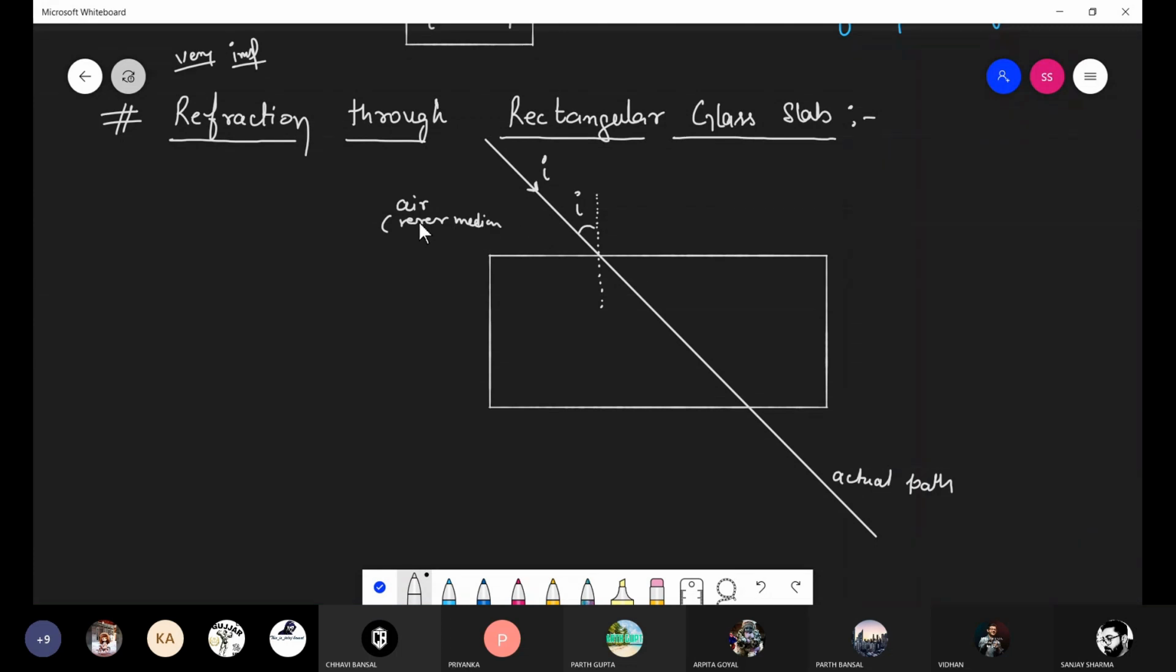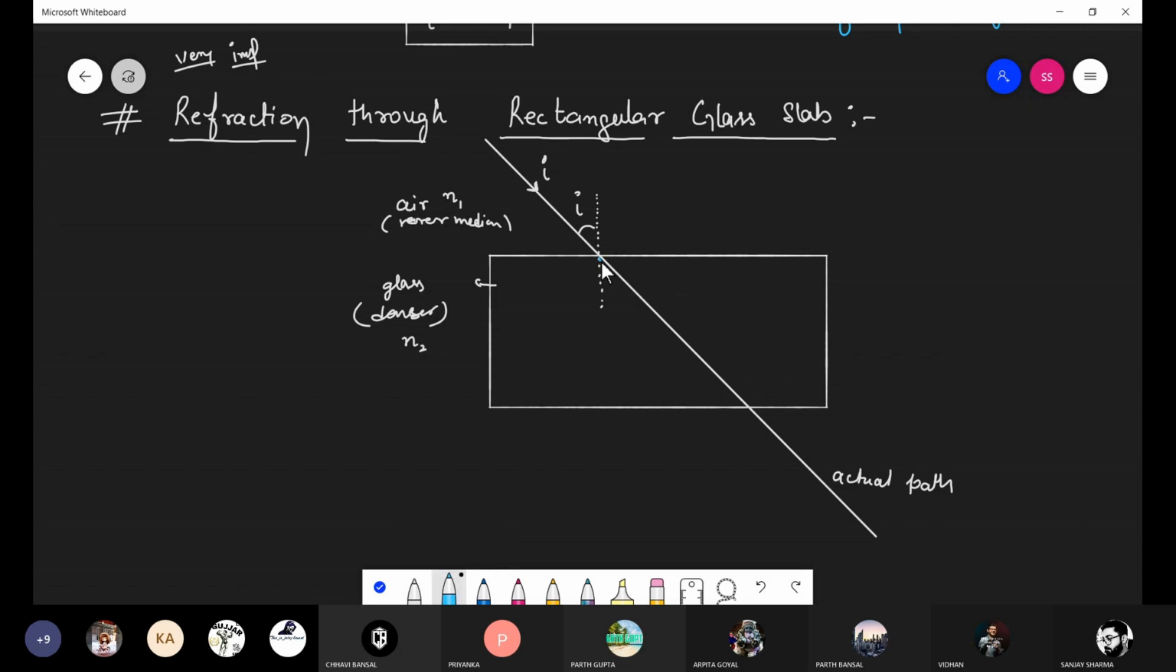And this glass medium is denser, and this air has a refractive index n1, and this glass has a refractive index n2. Light is traveling from rarer medium to denser medium, so the light will move or bend towards the normal.